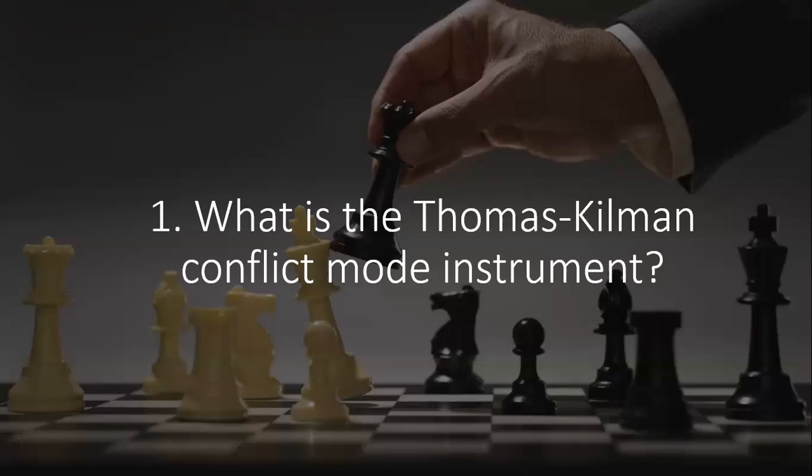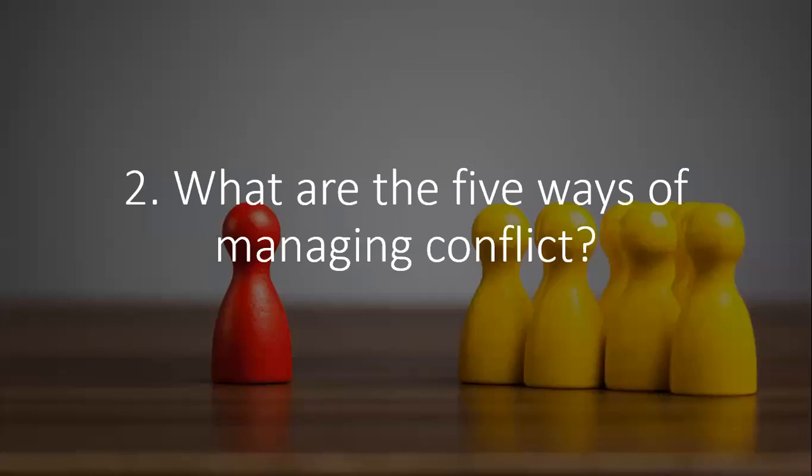In the PMBOK Guide 7th edition, they seem to have changed the original configuration, but originally there are 5 ways of resolving conflict. At a high level, you've got problem solving, which is also known as confronting, also called collaborating. But in the 7th edition, they've spelled them out differently. In addition to this, you have compromise, smoothing or accommodating, force or direct, and then withdraw or avoid.